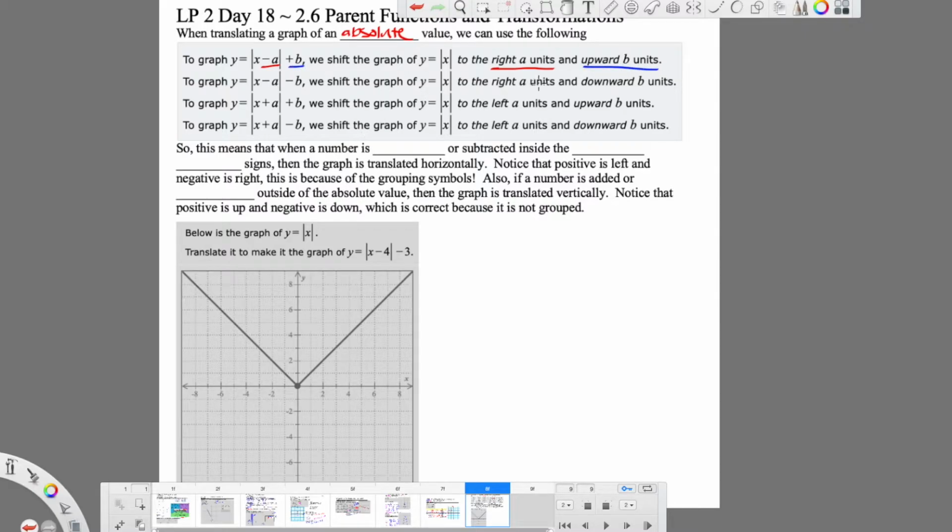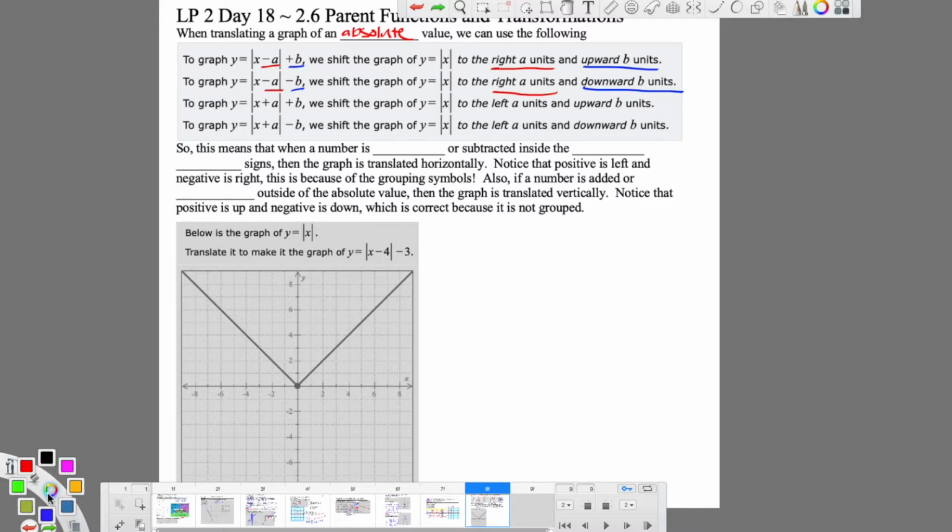And if you notice, here's x minus a and then minus b. So we're going right a units again because it's minus a, and we're going down b units because it's minus b. So if you notice, right should be positive, but this is negative. Well, it's because it's inside the grouping symbols. Whenever it's in the grouping symbols, it's kind of backwards. That's the easiest way to remember that. So just keep that in mind.